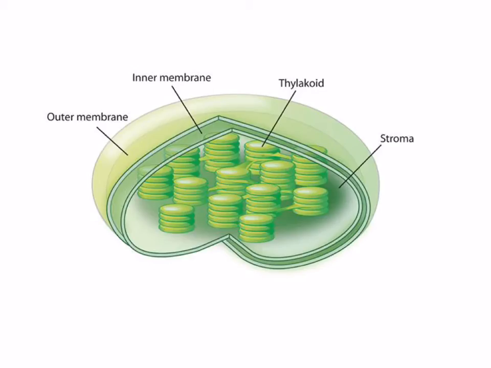Here's a close-up image of a chloroplast. I just wanted to point out, of course, you learned something about the endosymbiotic theory earlier in the year. And so we believe these were once free-living organisms before they became organelles. They do have a double membrane system, so there's an outer membrane and an inner membrane. And then within the chloroplast itself are stacks of membranous material called thylakoids.